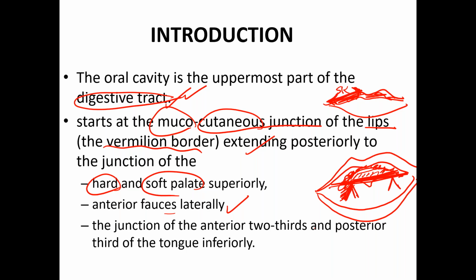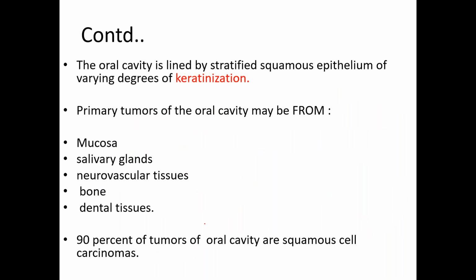And the junction of the anterior 2/3 and posterior 1/3 of the tongue is marked by the circumvallate papillae. This forms the oral tongue, and the one behind forms the oropharyngeal tongue. So the oral cavity includes everything till the junction of the hard palate, till the circumvallate papillae, and laterally the anterior pillars. That you should have in mind. All these things are for understanding the anatomy.